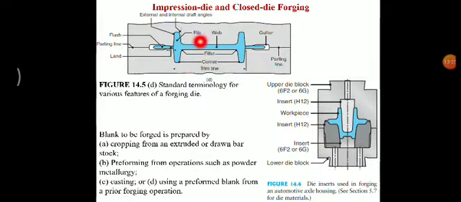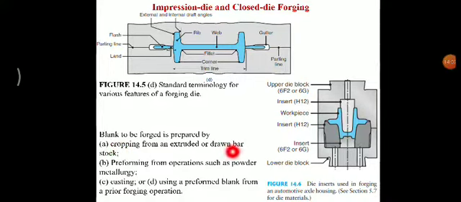What is the volume of material we are considering over here? With impression dies, we have the freedom to choose the volume of material within a particular tolerance. Here we don't have any freedom of tolerance. We have to choose a very accurate volume of material for closed die forging. Here basically the steps are given. The blank to be forged is prepared. Okay, this pre-preparation is done.